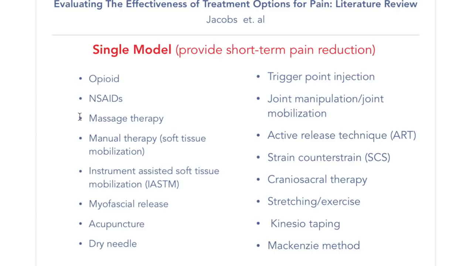So the systematic review shows that for those modalities, the single model provides short-term pain reduction. As you see here, instrument-assistive soft tissue mobilization is short-term. There's no efficacy for that, but the majority of those treatments provide short-term relief: joint mobilization, massage, manual therapy, even manual therapy with exercises was the same thing. So you can review that study in detail.